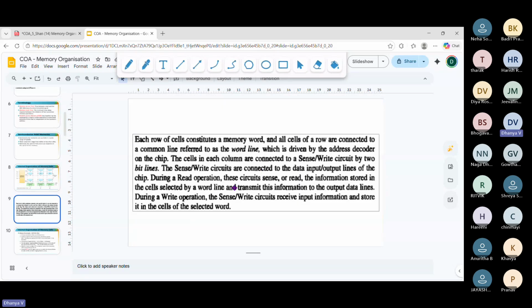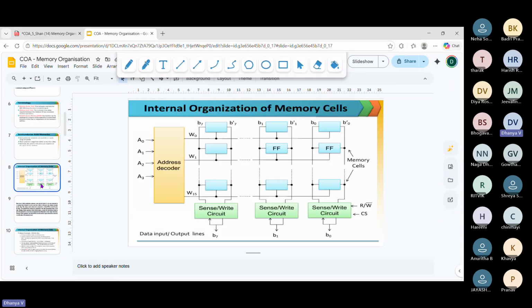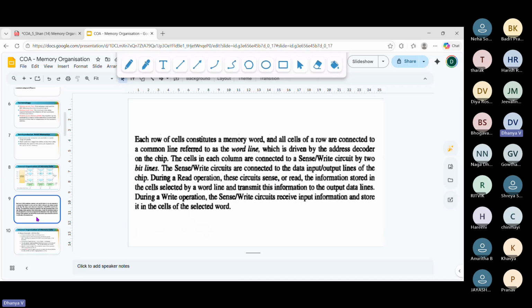So if you see here, each row of cells constitutes a memory word, and all the cells of the rows are connected to a common line called the word line, which is driven by the address decoder on the chip. So based on the address lines, there are 16 word lines. The cells in each column are connected to a sense or write unit by two bit lines. The sense and write circuits are connected to the data input and output lines of the chip.